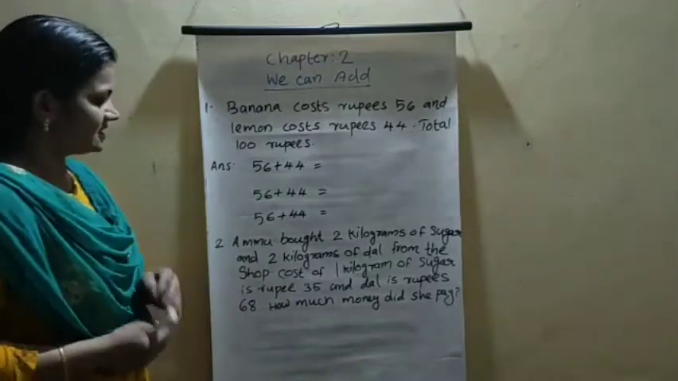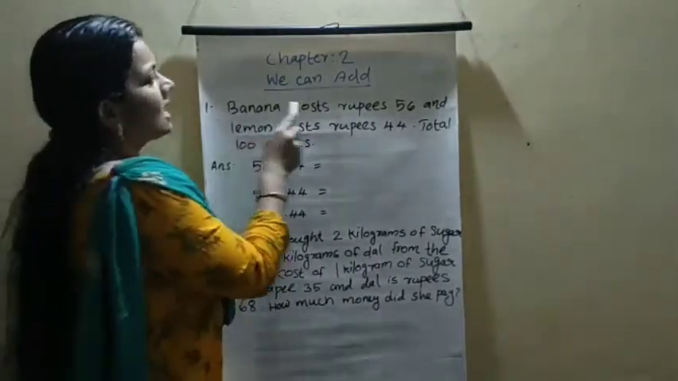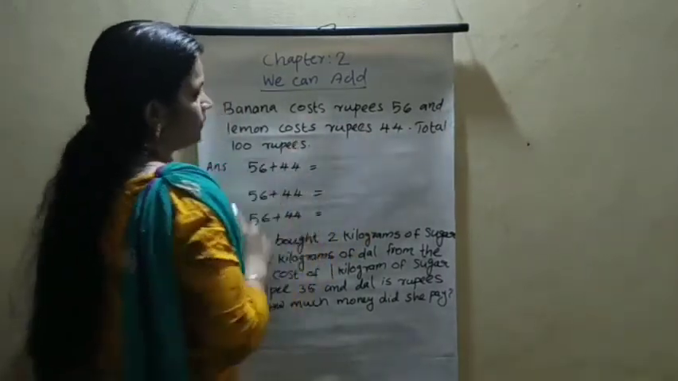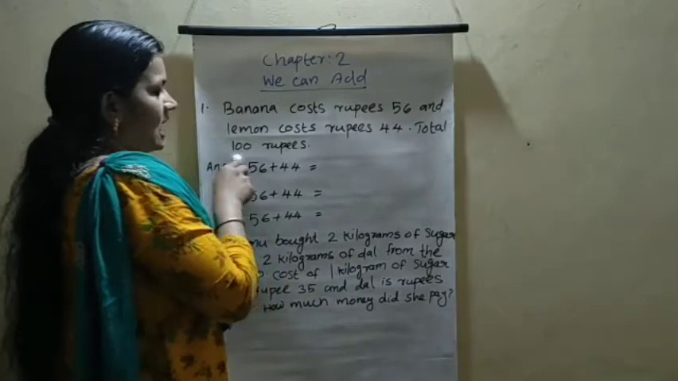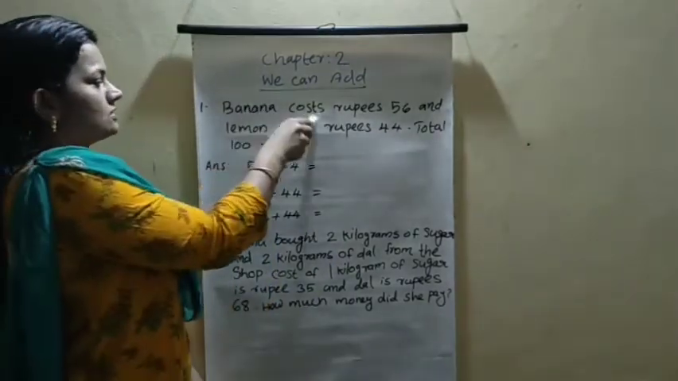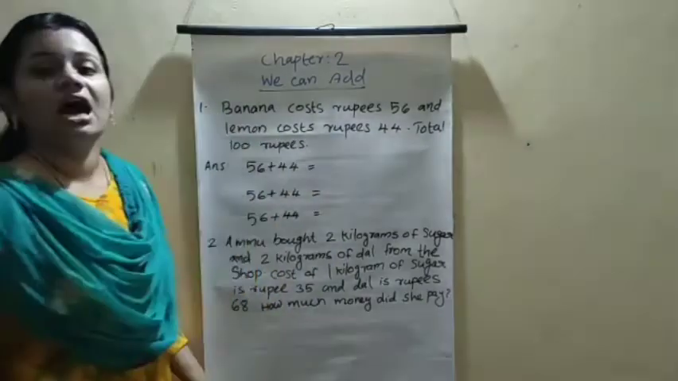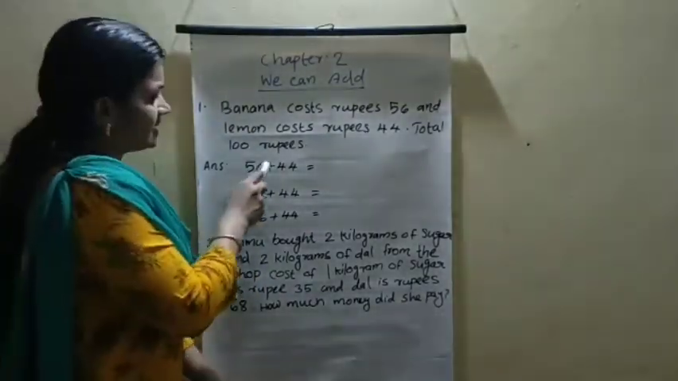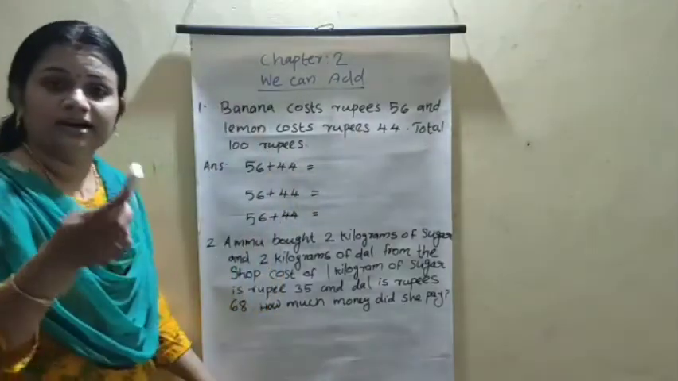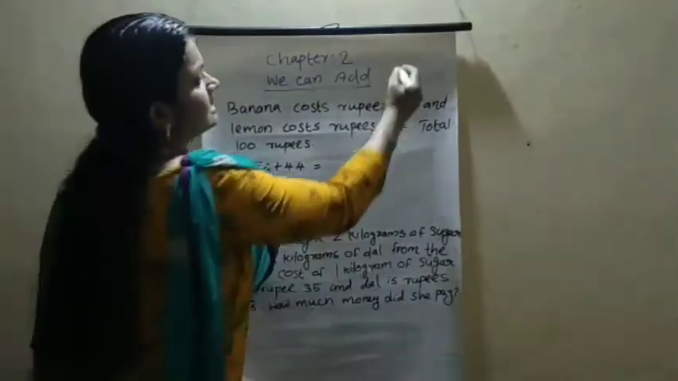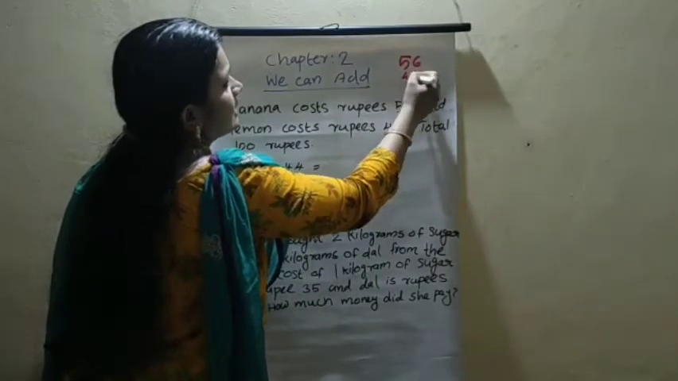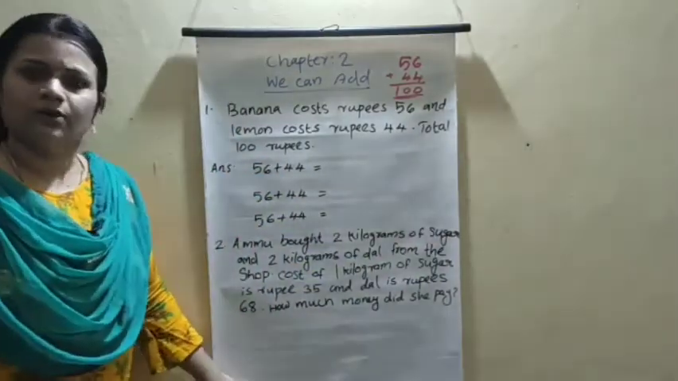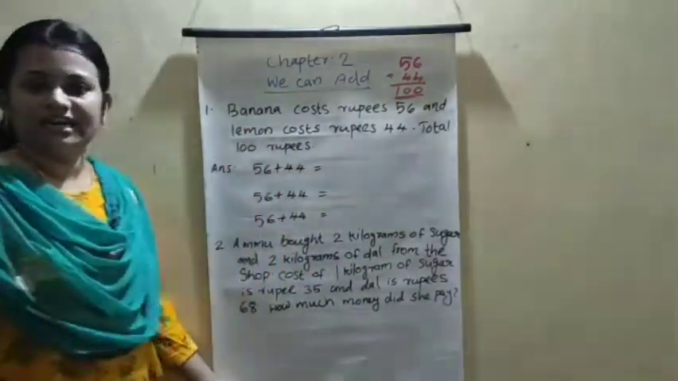Okay, then listen. The first one: the banana costs rupees 56 and the lemon costs rupees 44. The total means what? 100 rupees. The banana cost plus lemon cost is equal to what? 100 rupees. 56 plus 44 equals what? 100. The total cost is 100.